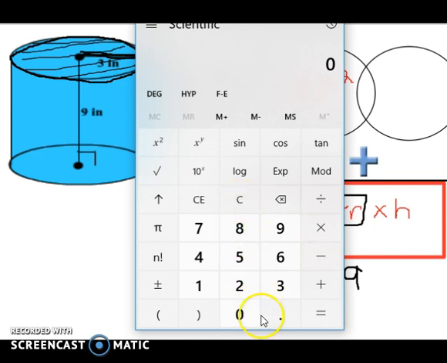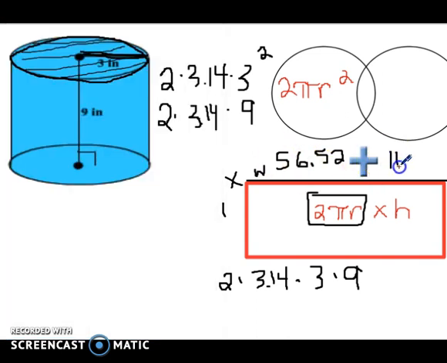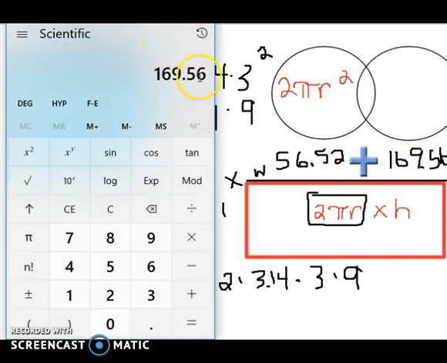I don't know why it seems like such a big number to me, but it does. Let's check our numbers. 2 times 3 times 9 times 3.14. Yep, 169.56. My last step is to add my area of my circles, and I found the total surface area. So 169.56. I can just keep that on my calculator and add the area of these circles, 56.52. My total surface area, rounded to the tenths place, would be 177.5.